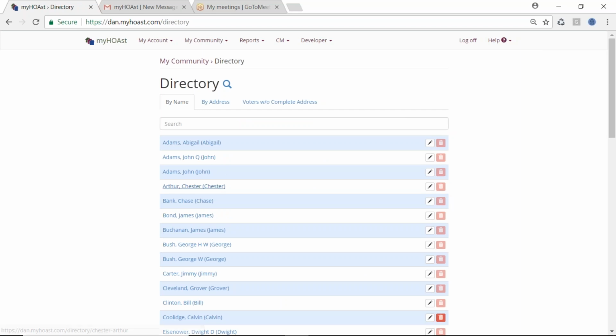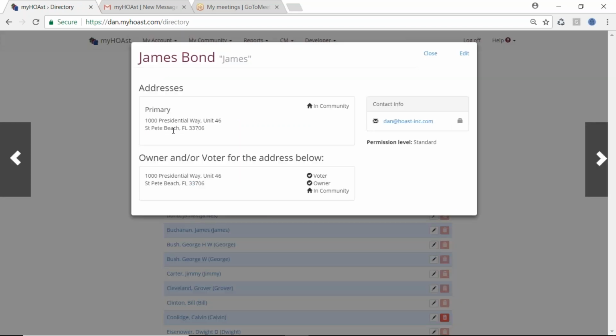Now, if I looked at, let's say, James Bond, for instance, I'm going to see his primary address. He could have a secondary address also. This primary address is in the community. And I will see that this is the owner and voter information. I will see that for Unit 46, he's both the voter and the owner, and that's his email address. There's a little lock over here indicating that this is private, so if I wasn't in leadership, I would not be able to see that.